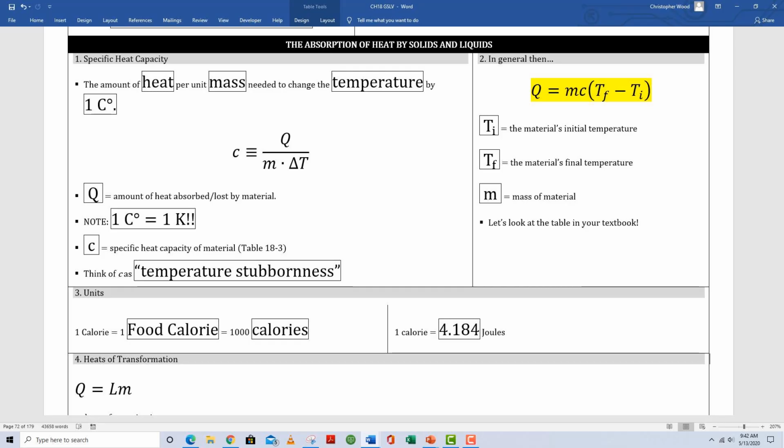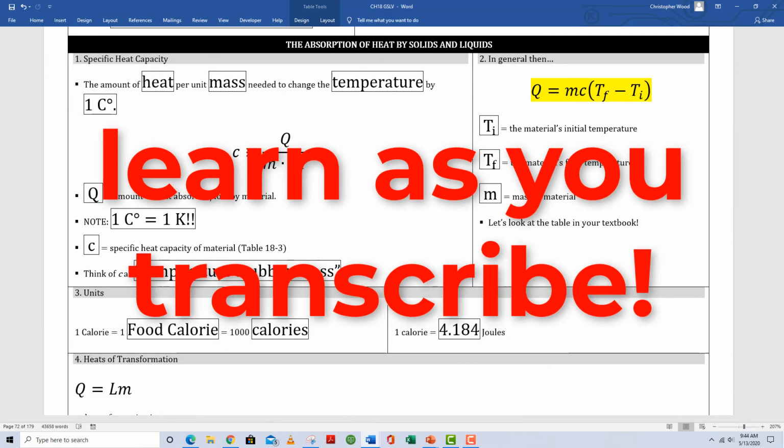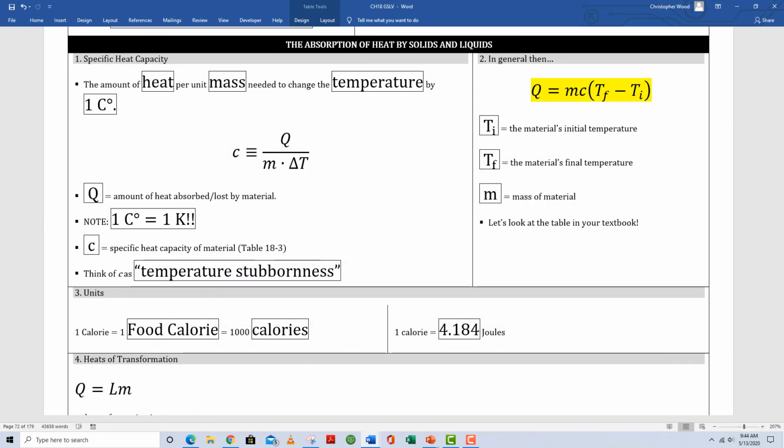We're going to start by talking about the absorption of heat by solids and liquids. We'll then get to the absorption or production of heat by gases. Here's the qualitative description of specific heat capacity as well as the analytical definition. Make sure as you write this stuff down, you're really absorbing what it's telling you. In other words, learn as you transcribe. Here's a great bullet. Think of C, which stands for specific heat capacity, as temperature stubbornness.